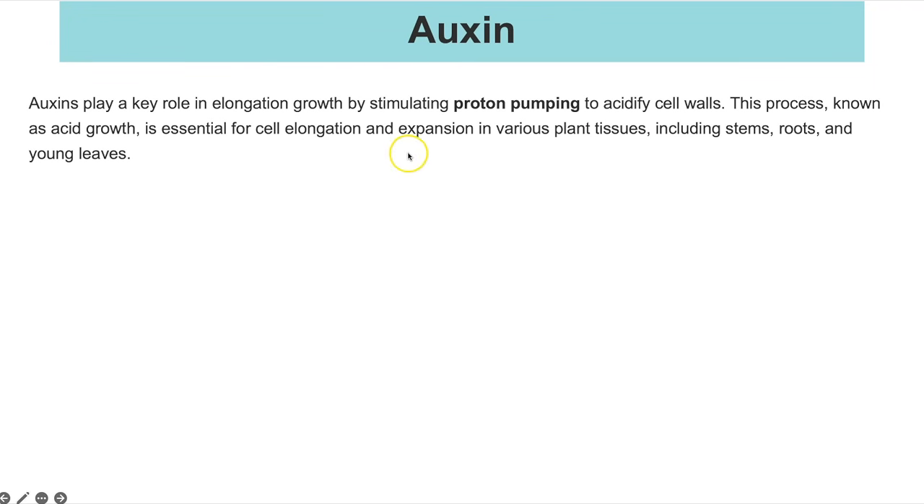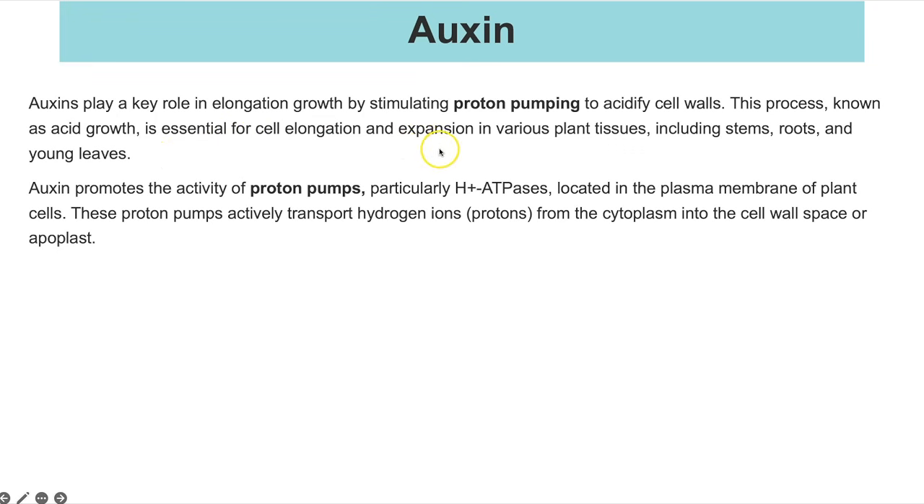Auxins play a key role in cell elongation, like we saw, and this is by stimulating proton pumping to acidify cell walls. And this process, known as acid growth, is essential for cell elongation and expansion in various plant tissues such as the stems, roots and young leaves. So the auxin promotes the activity of proton pumps, particularly H+ ATPases, and that is located in the plasma membrane of plant cells.